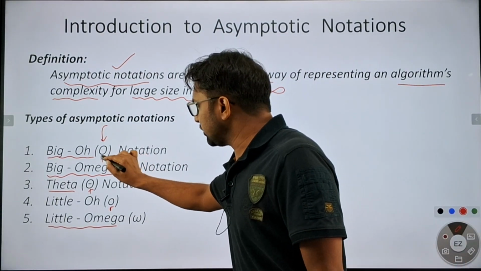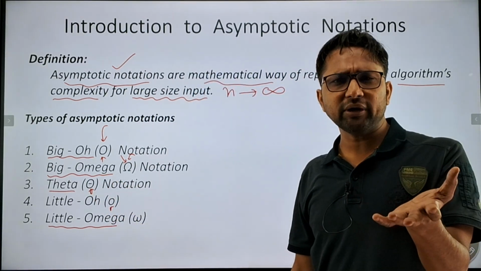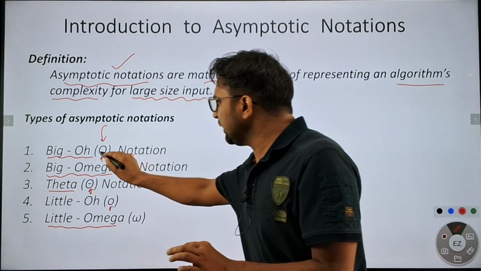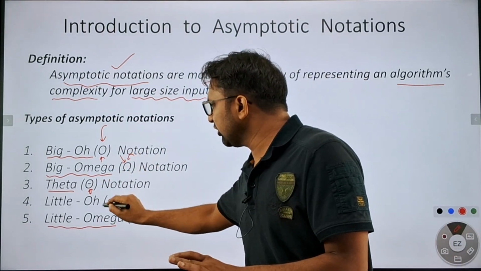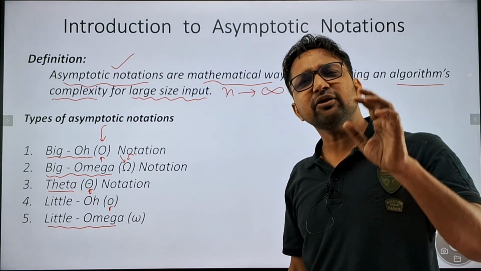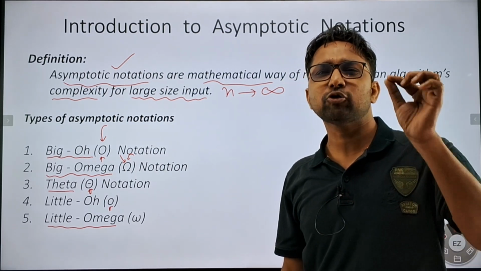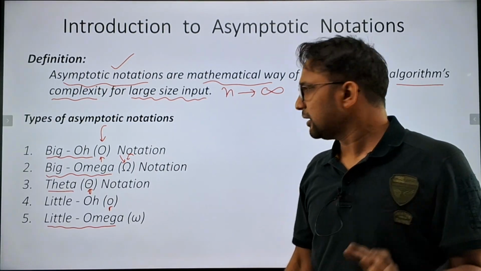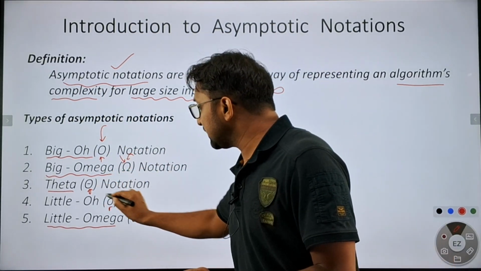These symbols or notations have some specific meaning. We need to know the meaning of these symbols. If we know the meaning, then we can use them anywhere to represent the complexity of an algorithm. Just we need to know the meaning. So let me tell you the meaning of these symbols.